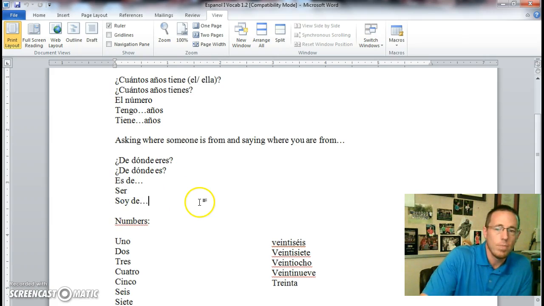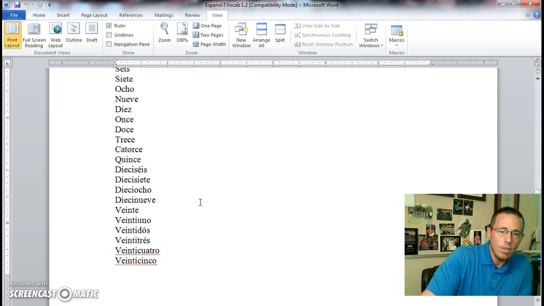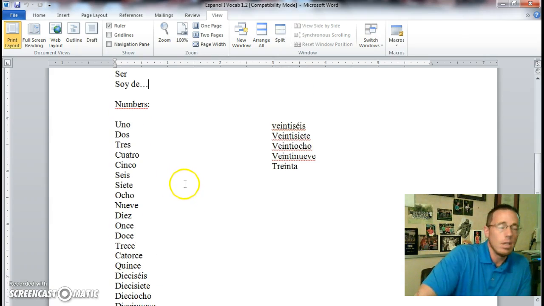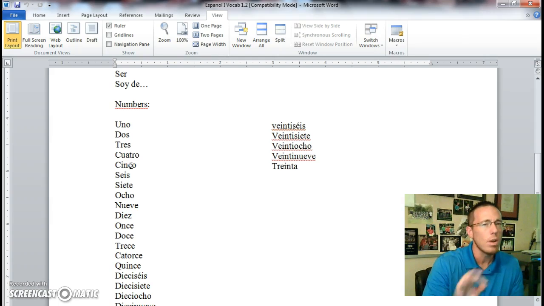Fairly straightforward. Down here in this section of your vocab sheet, you will have numbers. Now, we've already done numbers, but just as a quick reminder, uno, 1, dos, 2, tres, 3, cuatro, 4, cinco, 5. And I'm going to pause right there for a second. If you know your numbers beautifully all the way through 30, feel free to skip ahead about a minute or so in this video so you can get on to the next section. But for the rest of us that need a little bit of a reminder, we'll go ahead and continue.